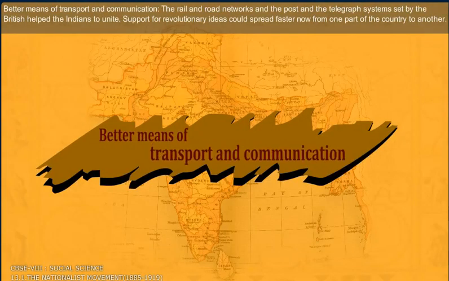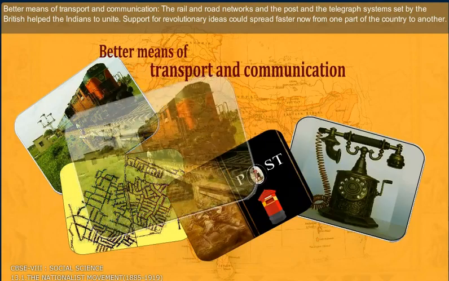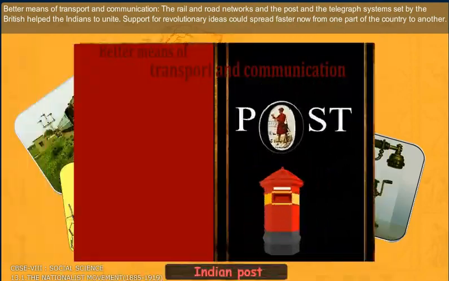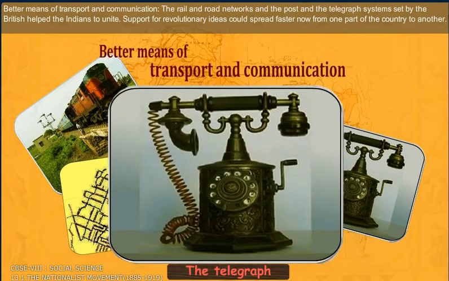Better means of transport and communication. The rail and road networks and the post and telegraph system set up by the British helped Indians to unite. Support for revolutionary ideas could spread faster now from one part of the country to another.